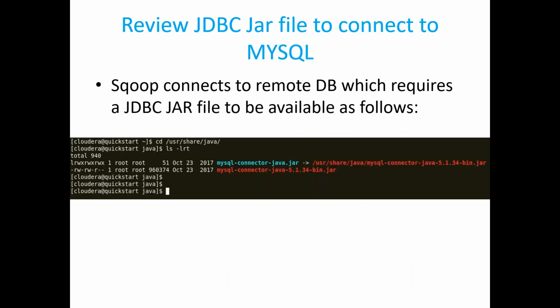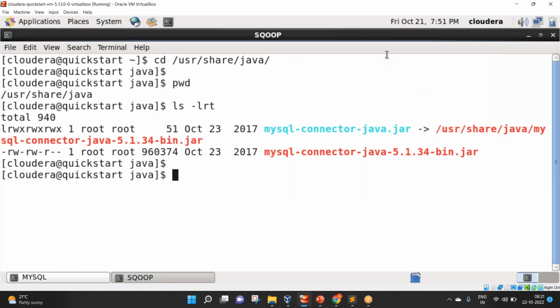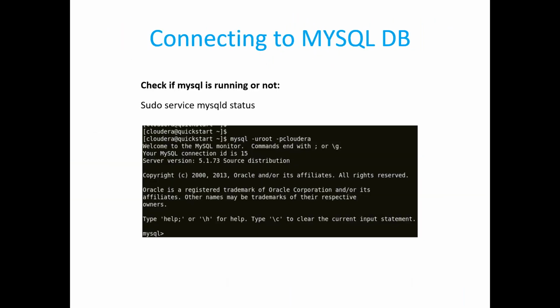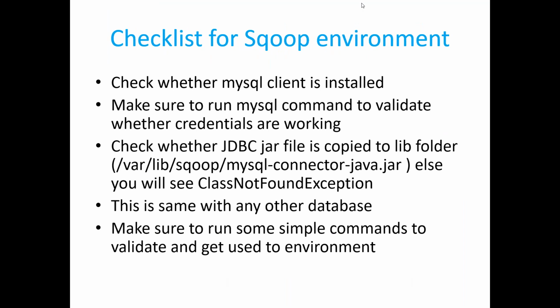Now what will happen if you don't have the JDBC jar file? It will throw a ClassNotFoundException when you try to run your Sqoop commands. So there is a checklist before starting with the actual Sqoop commands. This is the checklist that we should be familiar with. The first step is to make sure you have the MySQL client installed and you are able to connect to MySQL and check whether the credentials are working. So you have to check whether you are able to connect to the MySQL database. In our case, we have connected by mentioning the username and password. Credentials is nothing but username and password.